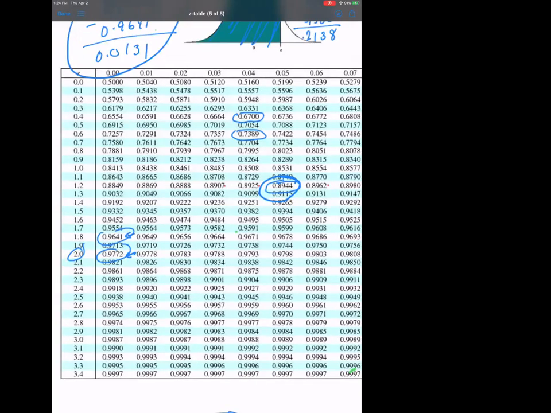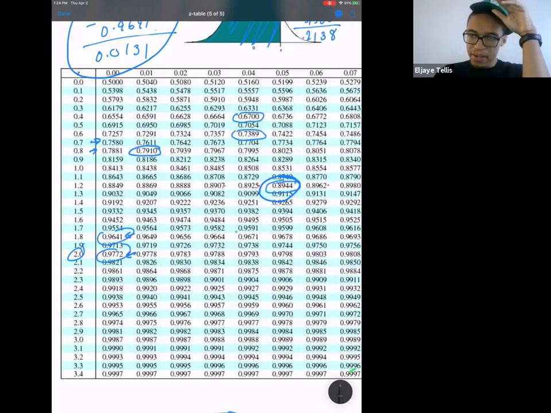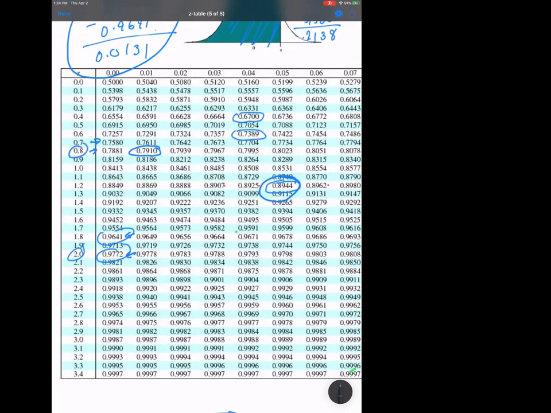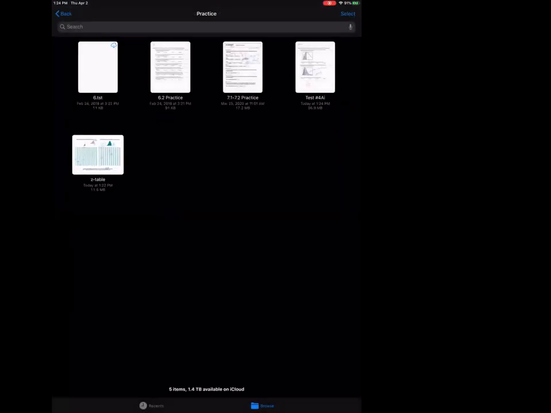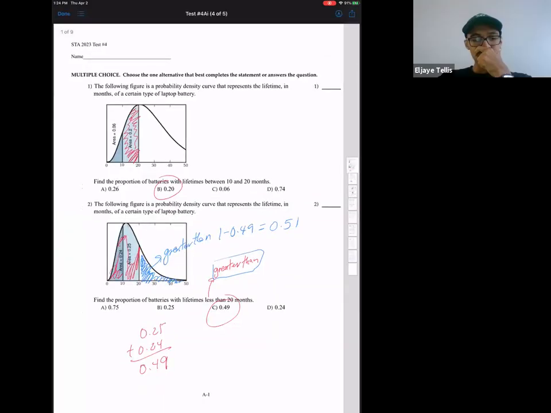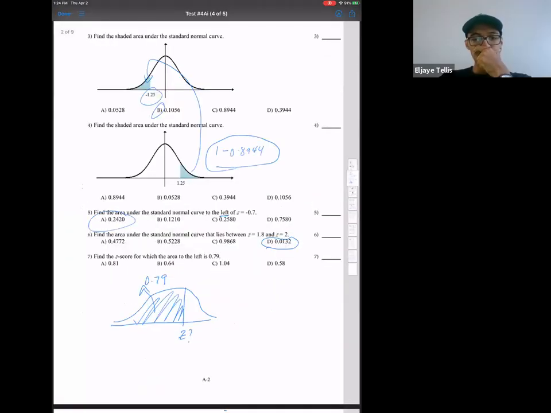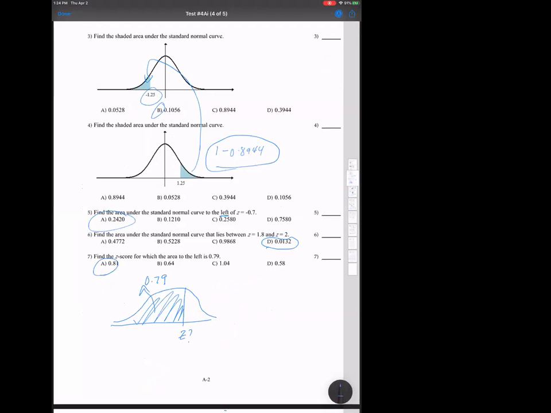0.79. You have to look. 0.75, 0.78. So here we go. See right here, 0.791. That's the closest there is. And the z-score is 0.81. And so therefore, that's going to be our answer: 0.81.